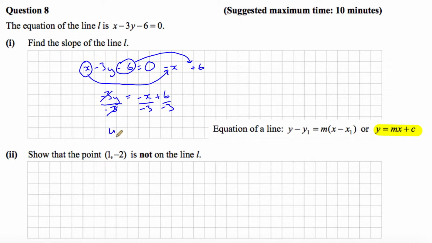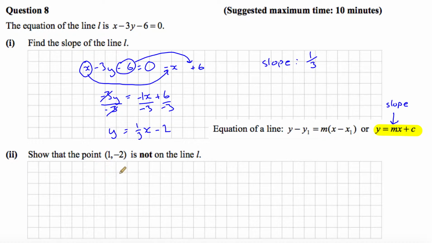So what I get then is y is equal to, now remember, minus x is the same as minus 1x. So really what I have there is minus 1 over minus 3, which is just 1 over 3. So a third x, and then plus 6 divided by minus 3 is minus 2. So then I can see that my m value, which is the slope, will be the number in front of x, the coefficient of x, which is a third. So the slope is 1/3.